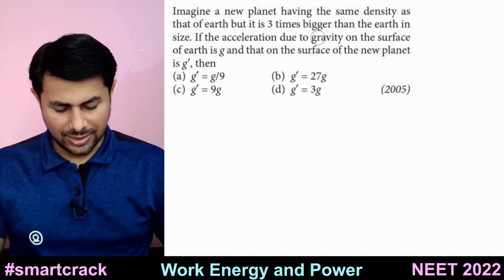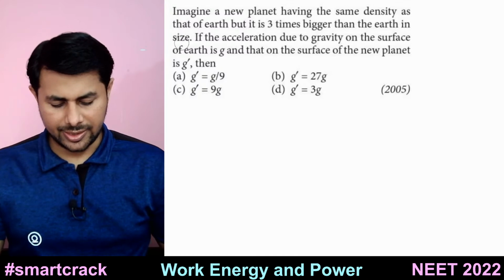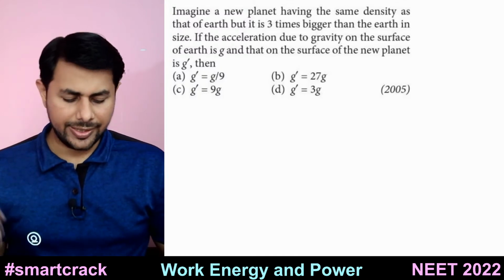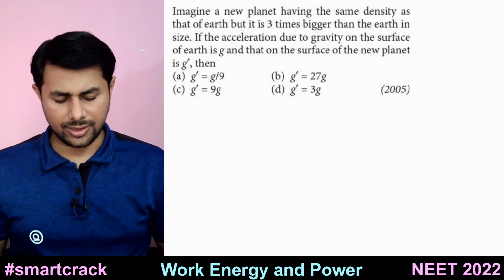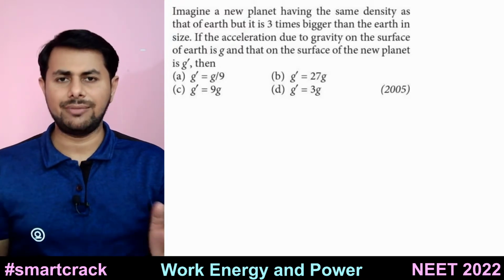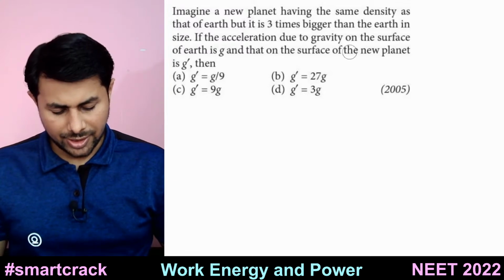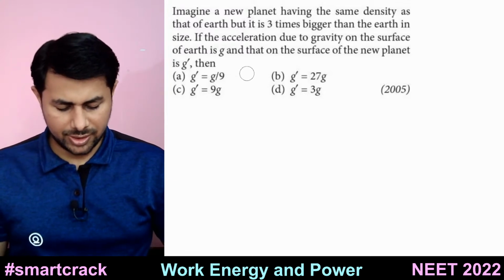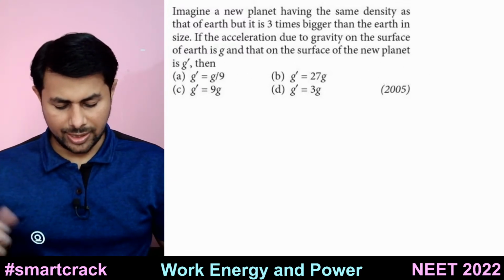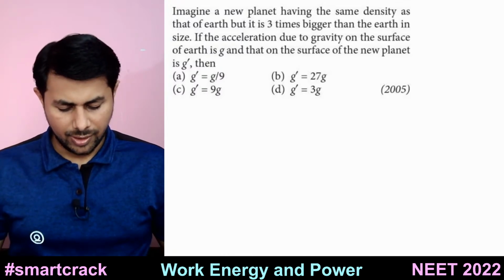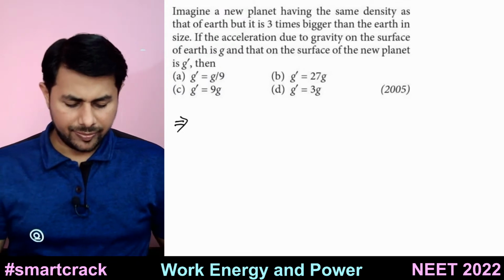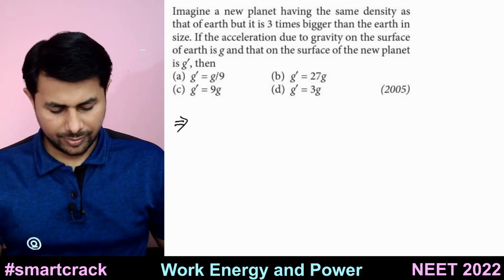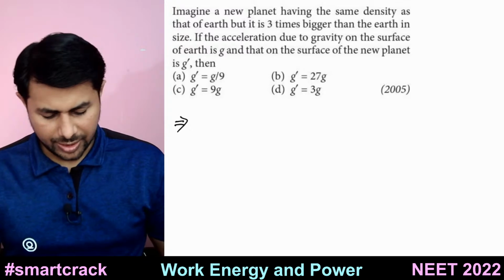Imagine a new planet having the same density as that of Earth, but it is 3 times bigger than the Earth in size. Okay, it has the same density, but it is 3 times bigger. If acceleration due to gravity on the surface of Earth is g and that on the surface of this new planet is g prime, then, so we have to find out the acceleration due to gravity in terms of density. Okay, and we can do that.